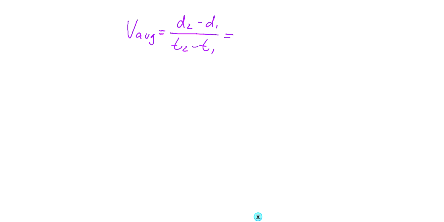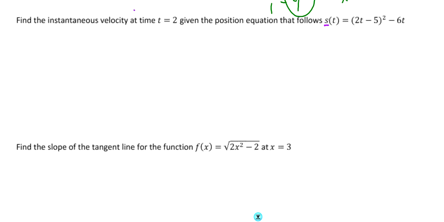Does that look familiar? From mathematics, we write it as y2 minus y1 over x2 minus x1, which is slope. So average velocity is nothing more than slope. But I don't want average velocity in this one. I want instantaneous velocity. And again, in our notes, I've talked about that before. Instantaneous velocity or instantaneous rate of change is the derivative, where average rate of change or average velocity is the slope equation.